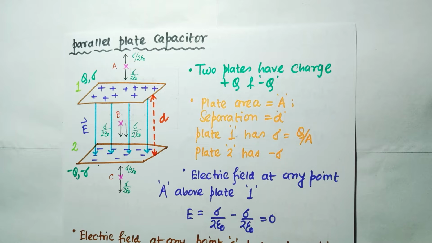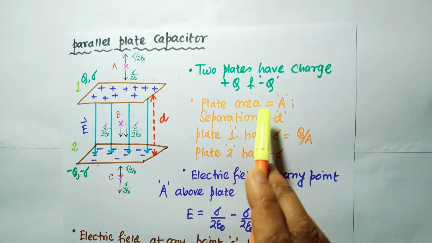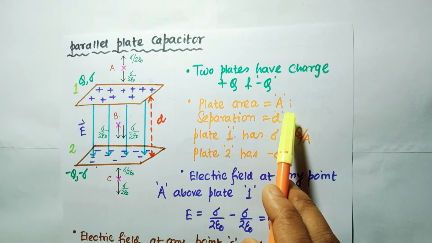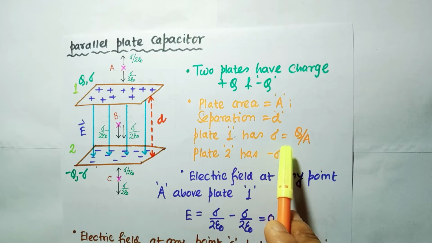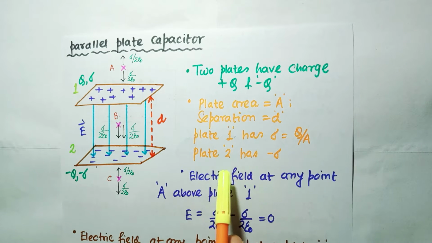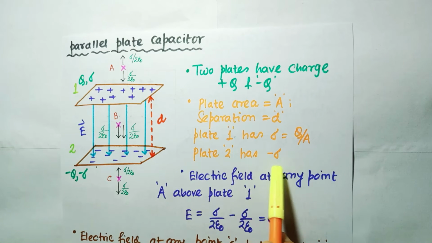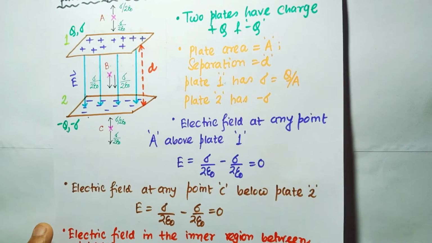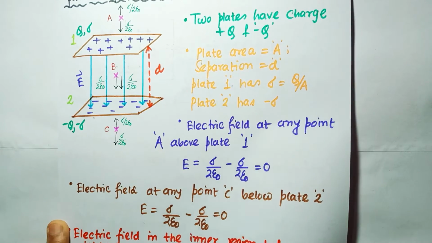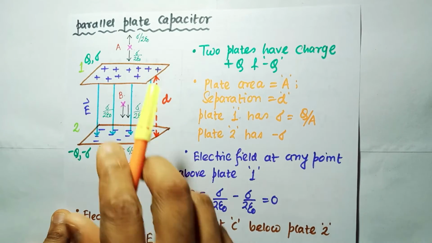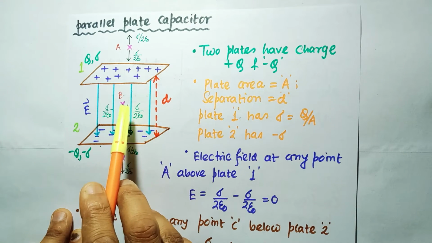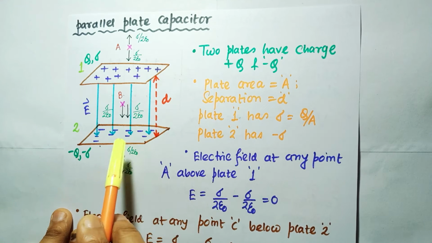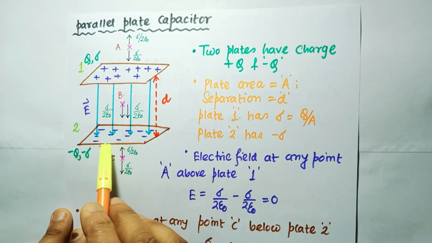Now you can see that the two plates have the charge plus Q and minus Q, the plate area is capital A, and the separation is small d. Plate 1 has the surface charge density sigma equal to capital Q over A, charge per unit area, and plate 2 has minus sigma, as it has the minus Q charge. We will now consider three different regions. You can see from the figure the point A, which is above plate 1, the point B, which is in between the two plates, plate 1 and plate 2, and the point C, which is below plate 2.